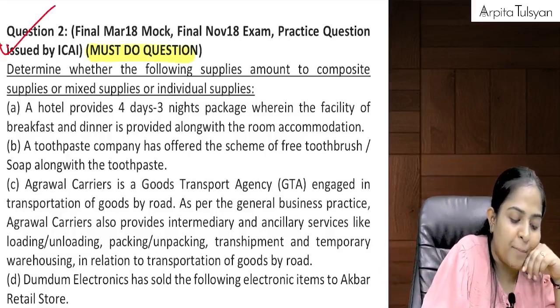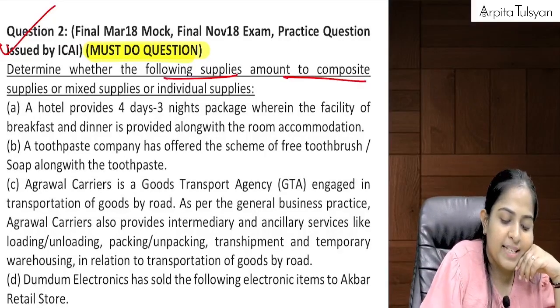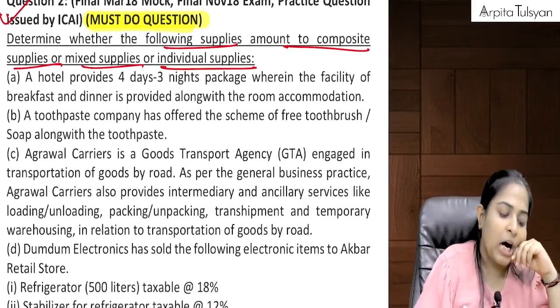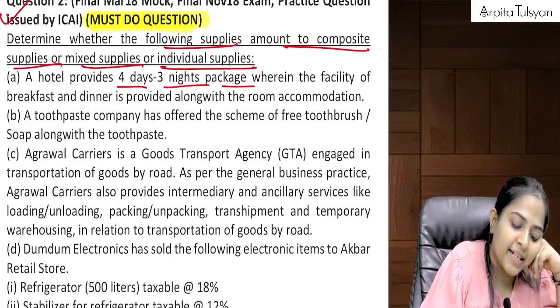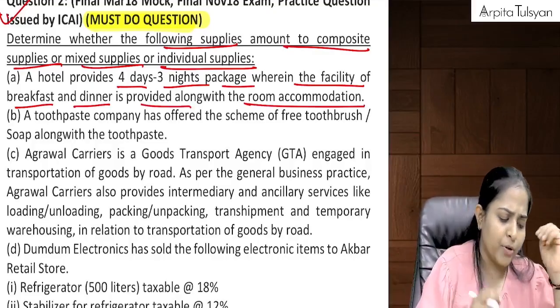Next one is also a must-do question, everyone. Let's try this. Determine whether the following supplies amount to composite supplies or mixed supplies or individual supplies. A hotel provides 4-day, 3-night packages wherein the facility of breakfast and dinner is provided along with the room accommodation, room plus food. So that is a composite supply.